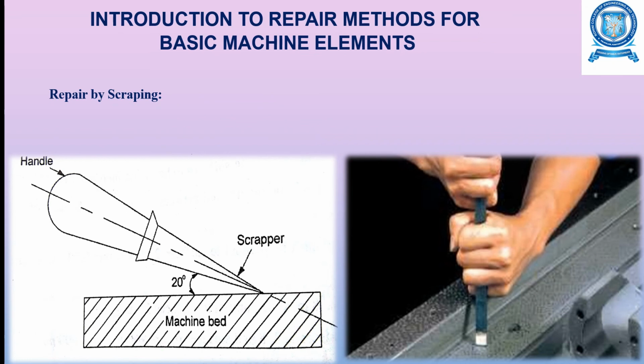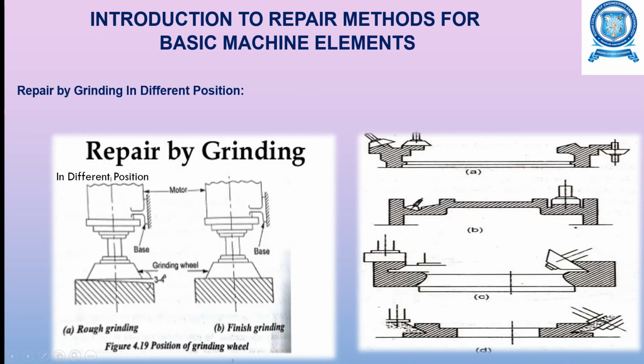The first method of repairing is repair by scrapping, and here the scraper tool is held at an angle of 20 degrees to the machine bed, and any unwanted buildups are scrapped out. The second is grinding in different positions. Here the grinding is performed in different positions. First rough grinding, and second a finished grinding is carried out, and these are the various positions at which the grinding is carried out for the basic machine element.